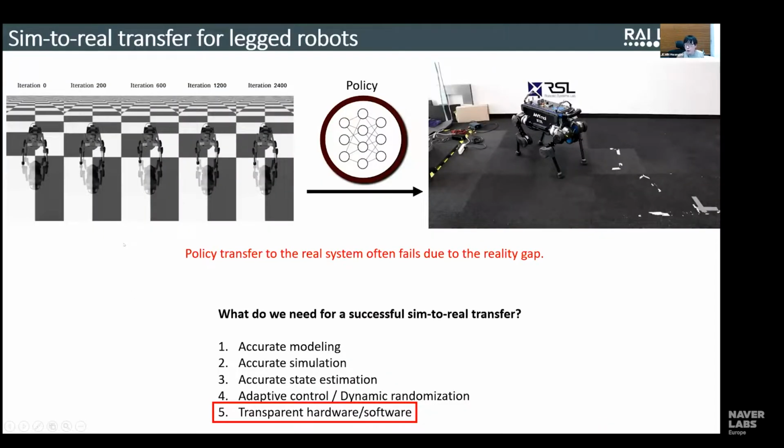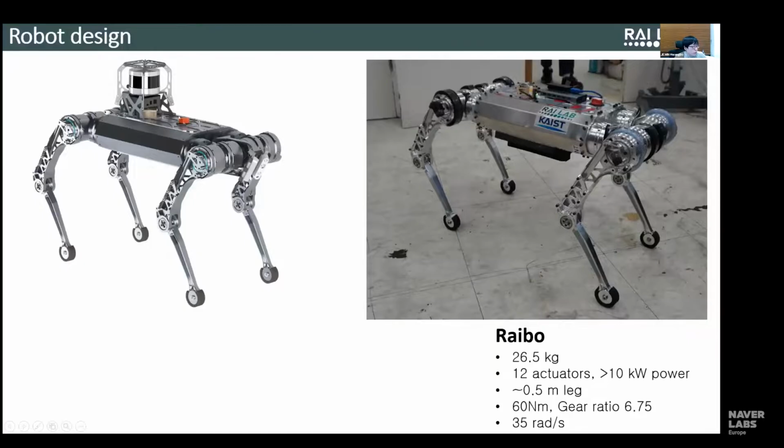Now the last part, transparent hardware and software. We've been working on this robot for one year. It's funded by Samsung. It's called Rival. We completed this robot a few weeks ago. It's a quadrupedal robot. Because I've been working on reinforcement learning controllers, I know how to design a robot and software for reinforcement learning control. That's why I wanted to develop my own system.